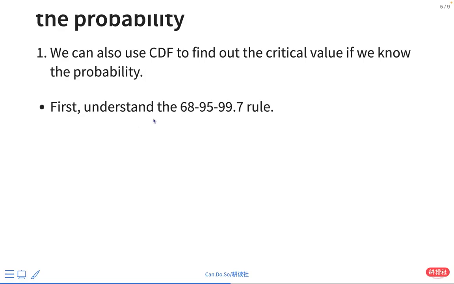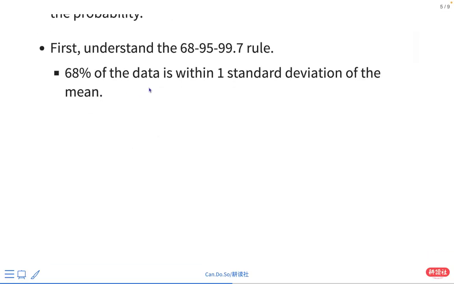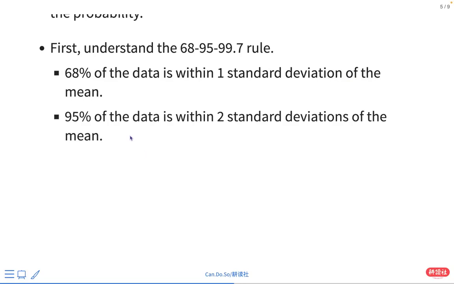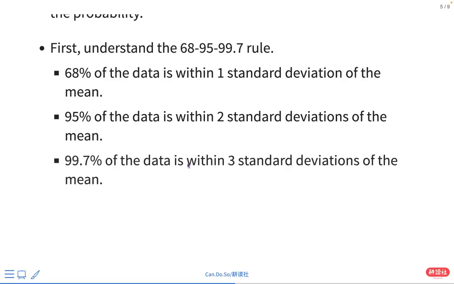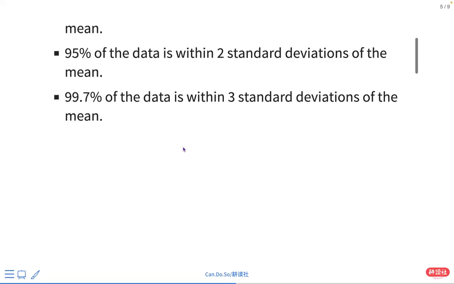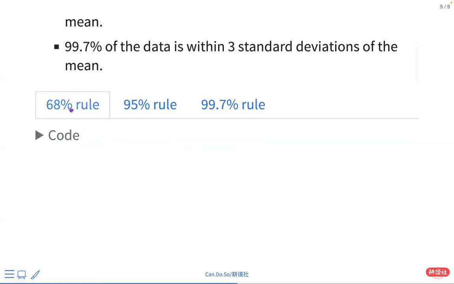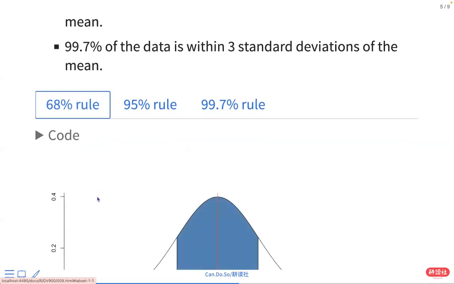First, understand the 68, 95, 99.7 rule. 68% of the data is within one standard deviation of the mean. 95% of the data is within roughly two standard deviations of the mean. And then 99.7% of the data is within three standard deviations of the mean.